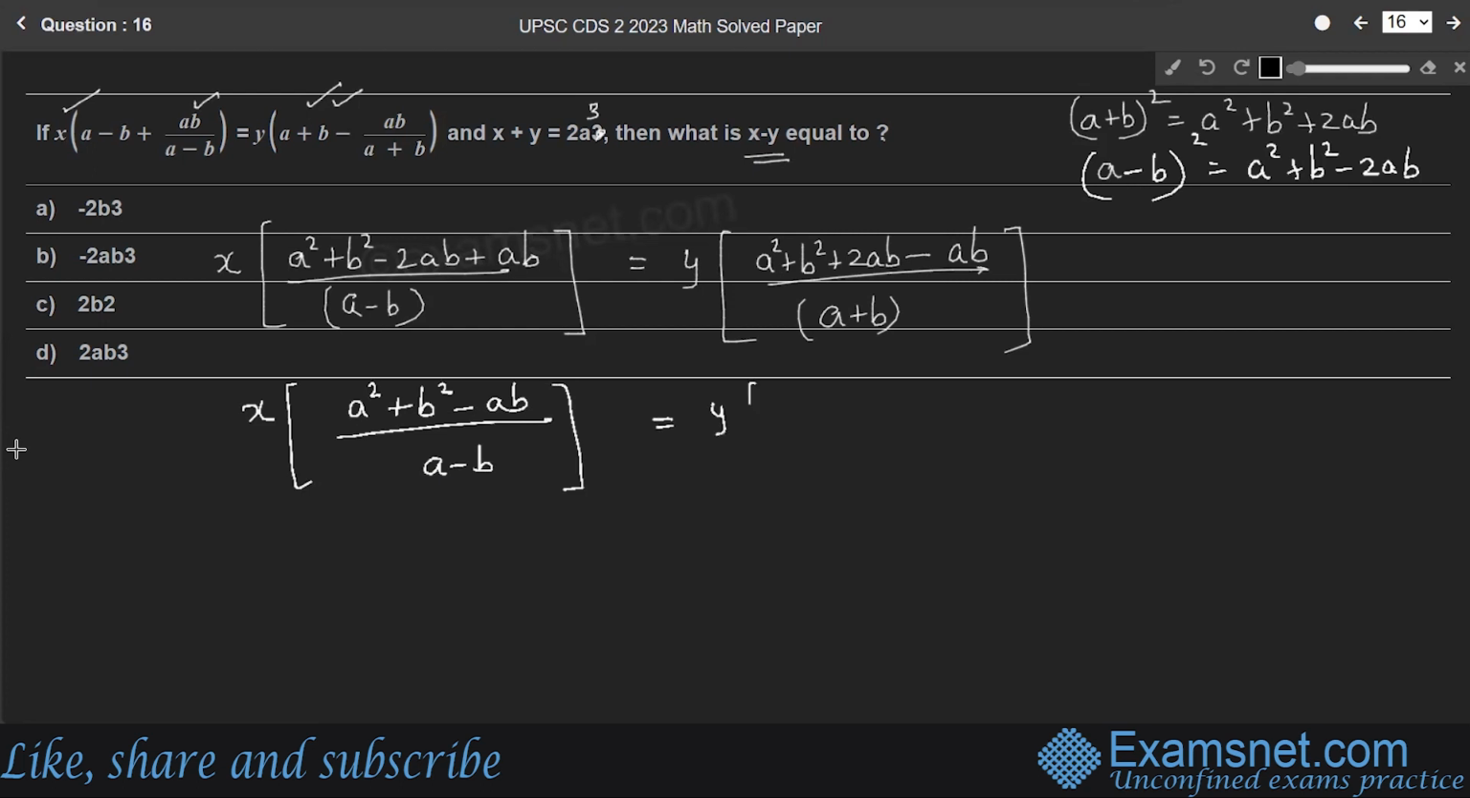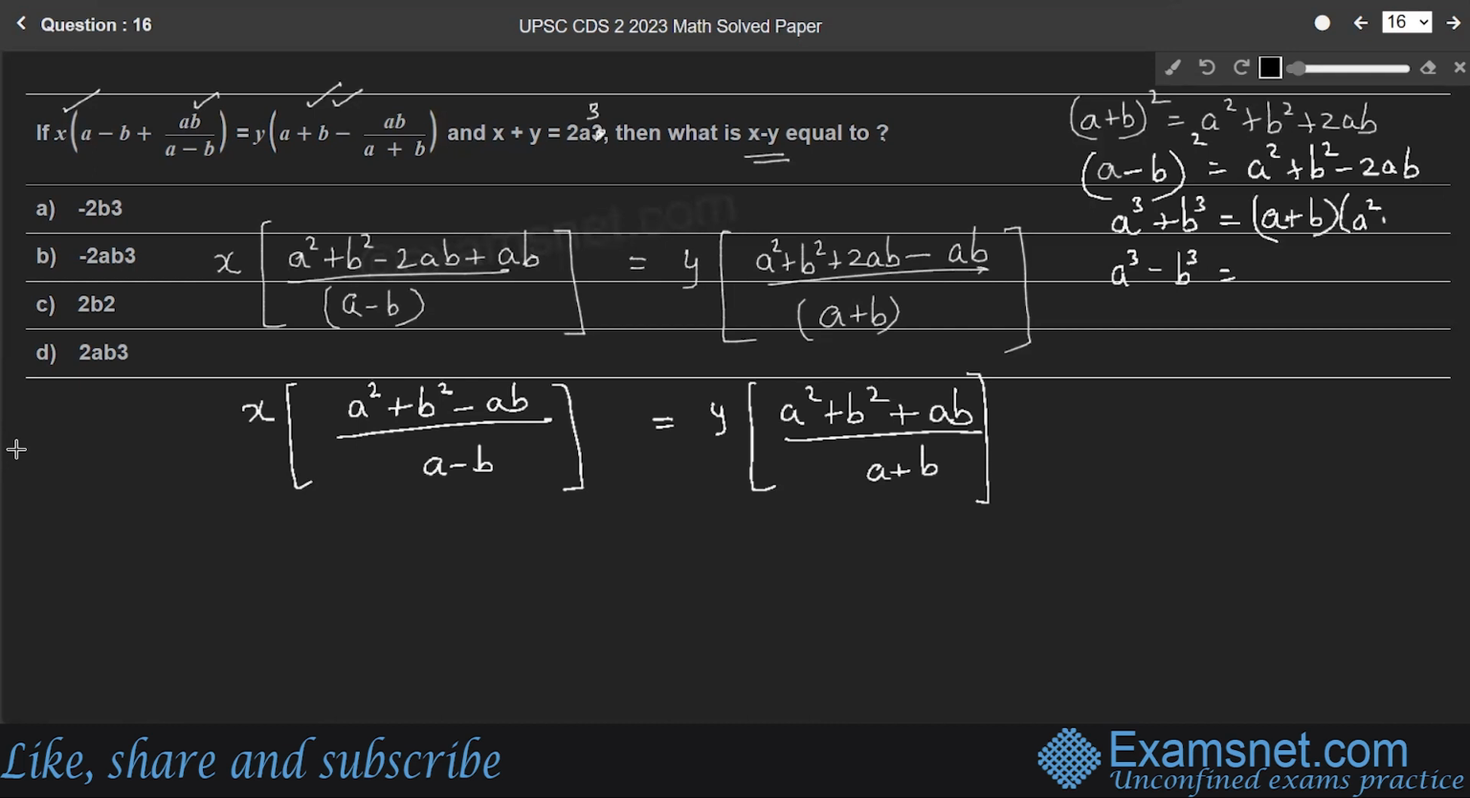Is equal to y into (A square plus B square plus 2AB minus AB, which is plus AB) by (A plus B), right? Students, we know the formula for a cube plus b cube and a cube minus b cube. So we just recall those. So a cube plus b cube is nothing but (a plus b) into (a square plus b square minus ab), whereas a cube minus b cube is (a minus b) into (a square plus b square plus ab).